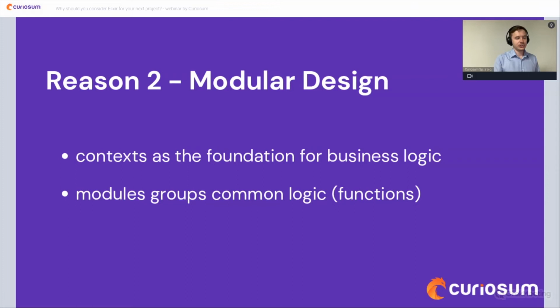And actually in Elixir, we have something called modules that groups common logic, meaning the functions. So Elixir, although you can do this differently, but the attitude here is to create the software in a modular way.